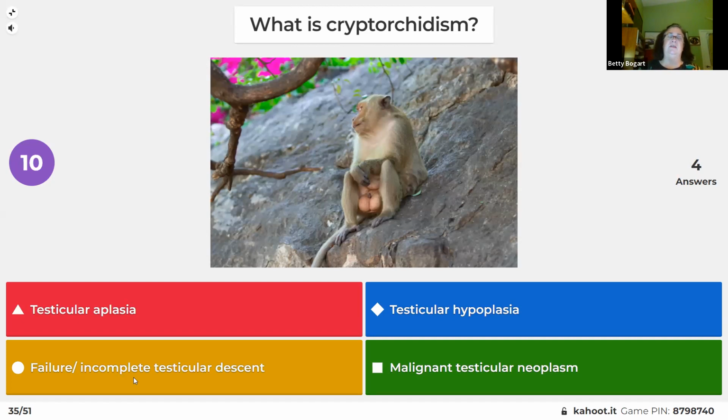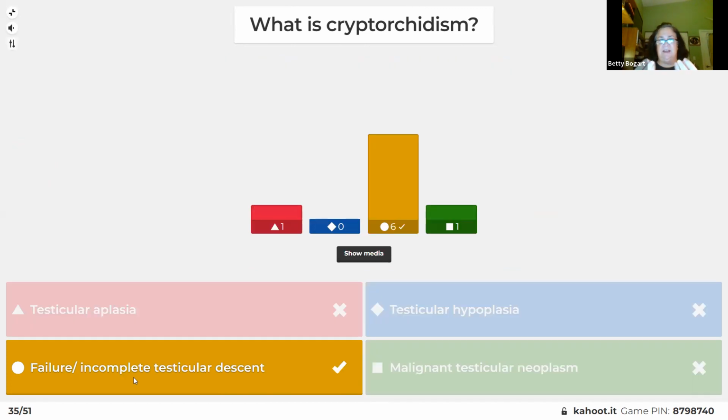What is cryptorchidism? So when you look at your first visit to a pediatrician with a little boy, an infant, one of the first things they do is check the hips, make sure they work, and then they're going to go in and check for the testicles in there.